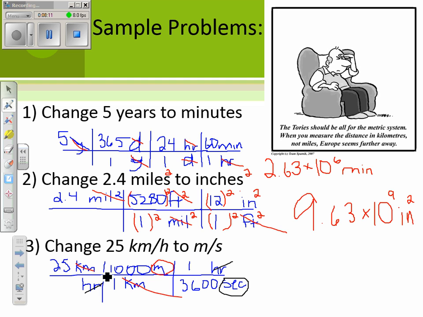So I'm going to multiply 25 times 1,000 and then divide it by 3,600, which would give me 6.94, and that would be meters per second. Okay?